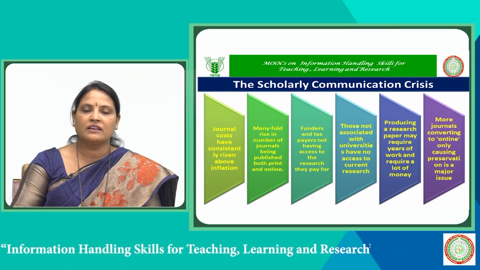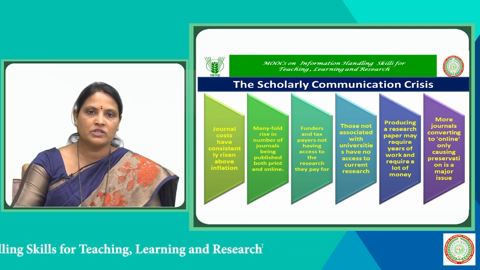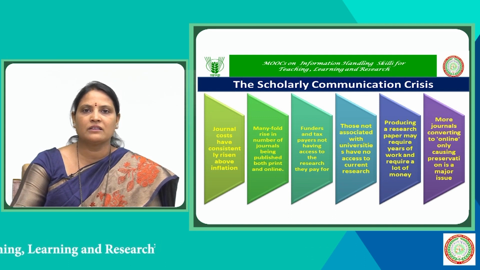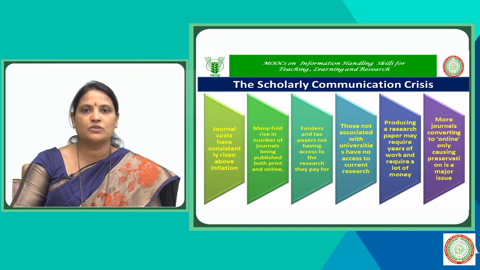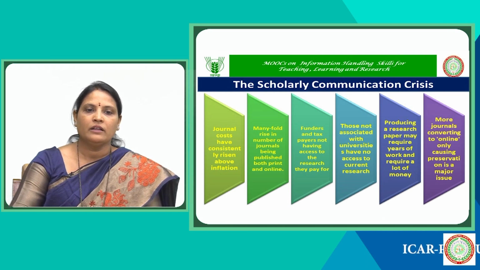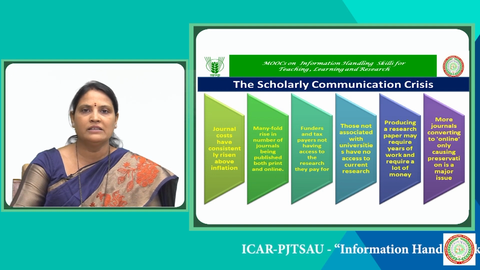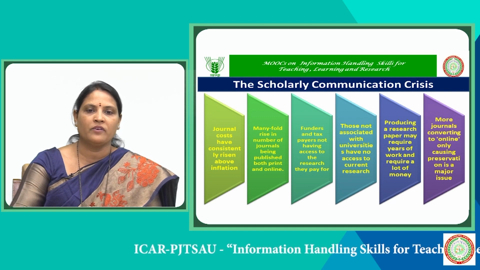There are many crises in scholarly communication or the free flow of information. The first crisis is journal cost. Nowadays the cost of printed journals is day by day increasing and it is not possible for all libraries to provide access to that printed material. There is also a manifold rise in the number of journals being published both in print form and online form, so for libraries it may not be possible to take both forms.